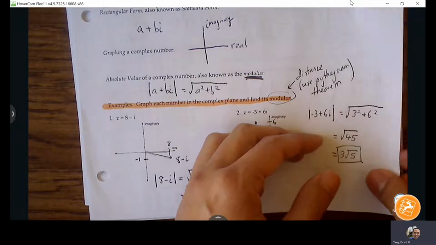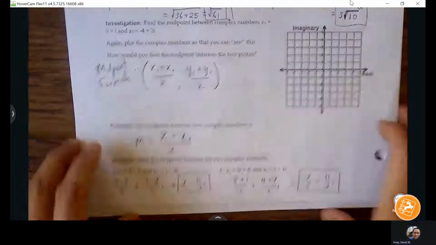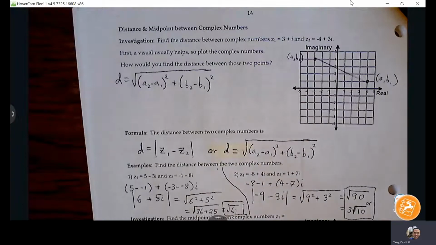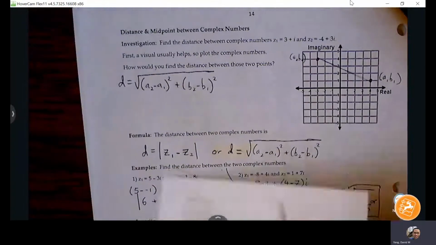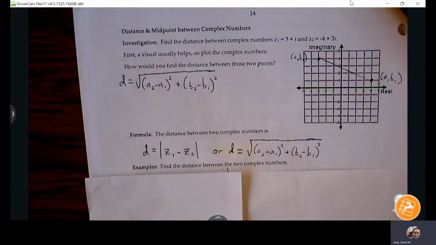Okay, so let's go to page 14. We did not do this page, right? I'm going to have you copy down a few things here. Distance formula is basically Pythagorean theorem, right? So it's the square root of a sub 2 minus a sub 1 squared plus b sub 2 minus b sub 1 squared.